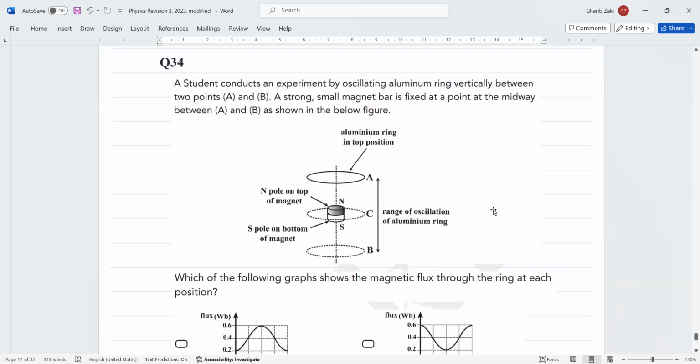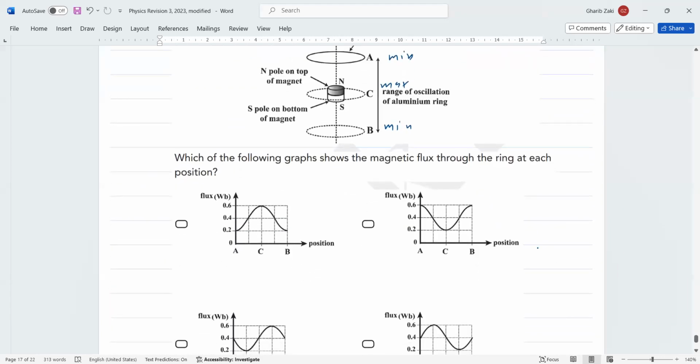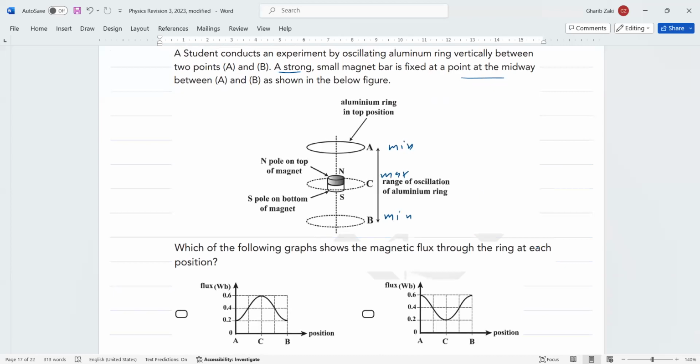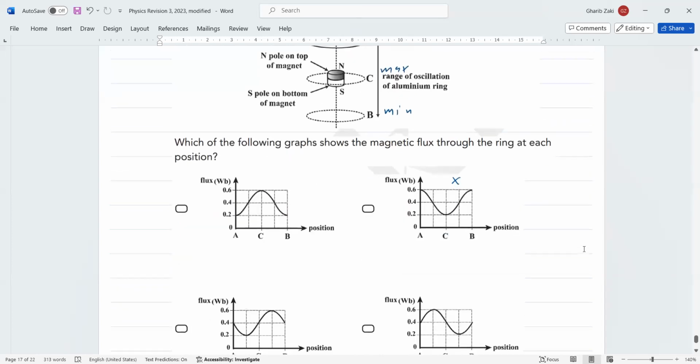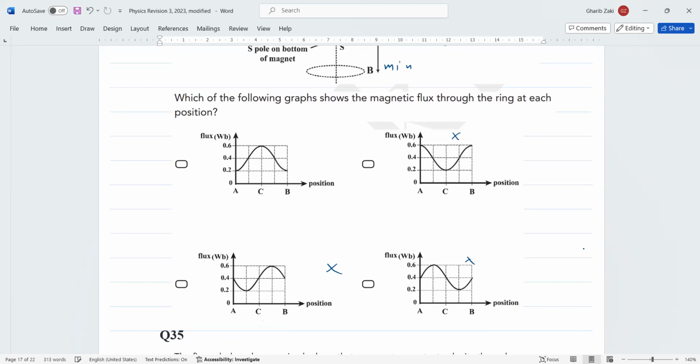Now, next. This one, look please at this. It says a student conducts an experiment by oscillating an aluminum ring vertically between 2 points. Okay, now the ring at A has minimum EMF induced. At C is maximum EMF induced. At B, it's away, minimum. Okay? So a string is fixed at the midway. Which of the following graphs shows the magnet? Then it will oscillate from minimum to maximum to minimum. So this is wrong. We said from minimum to maximum because from A to B to C. Then this is also wrong. This is also wrong. Only this is the correct one.